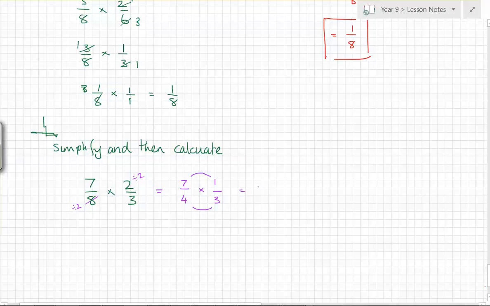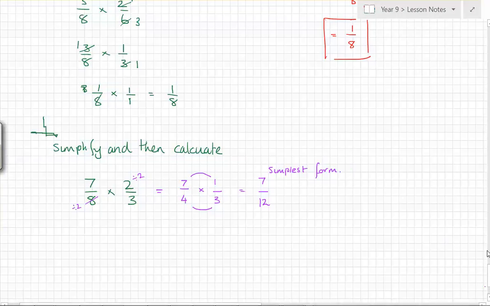Then we just do our multiplication like we did before. So 7 times 1 is 7, and 4 times 3 is 12. Now, if we've done it right, this number should be in simplest form already, so we don't need to do any simplifying afterwards. So we've simplified beforehand.